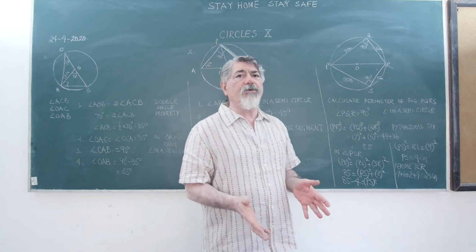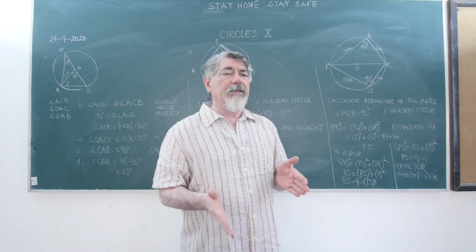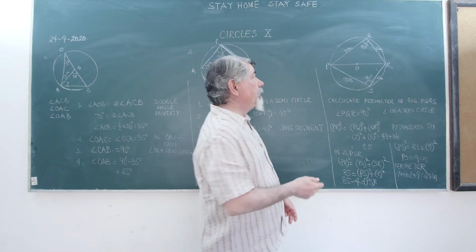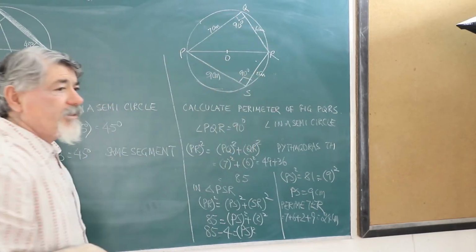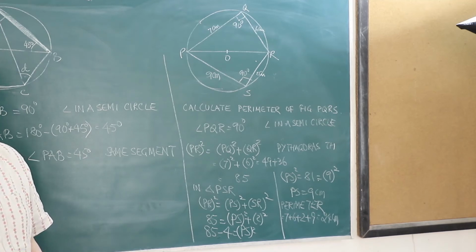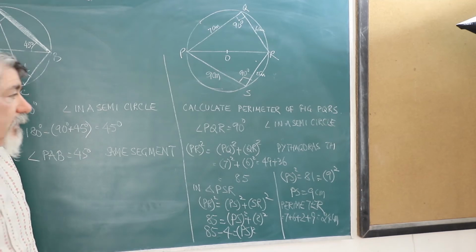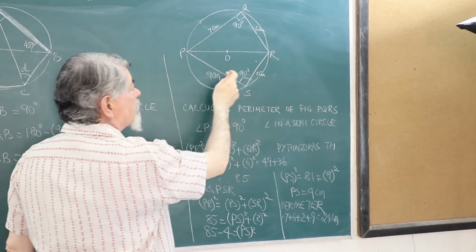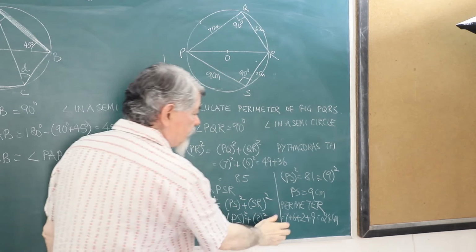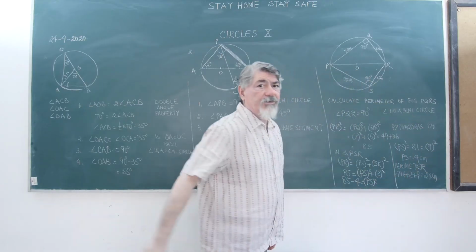Once we've got all the 4 sides of the quadrilateral, we will add the sides, because perimeter is the sum of the sides of a bounded figure. 7 centimeter plus 6 centimeter plus 2 centimeter plus 9 centimeter, which comes out to be 24 centimeter.